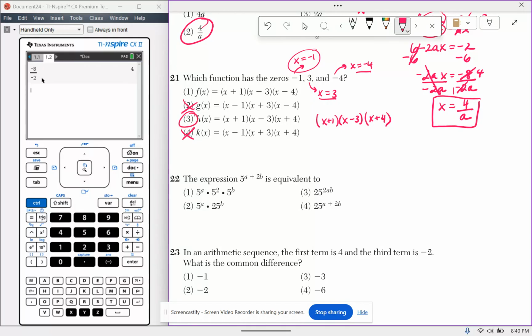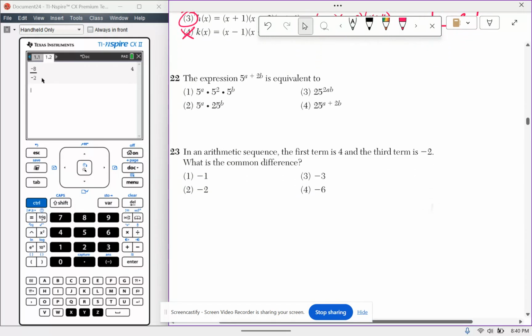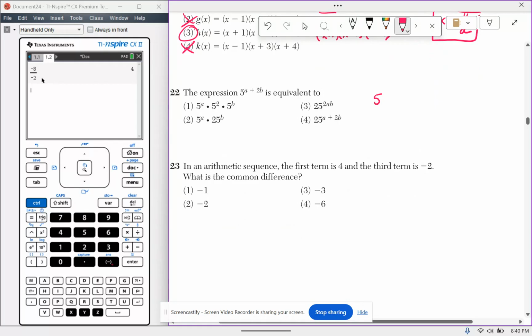So 21 is 3. 22. The expression 5 to the a plus 2b is equivalent to... Okay, when you see the word equivalent, it means you can use your calculator to test. First I'm going to show you how to do this algebraically, then I'll show you how to check it on your calculator. So 5 to the a plus 2b.